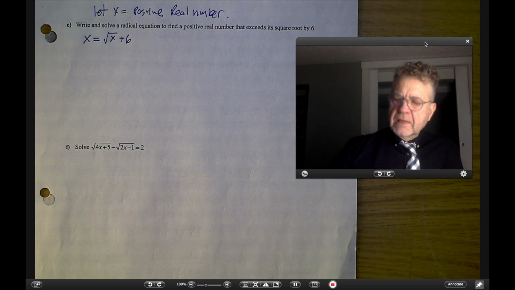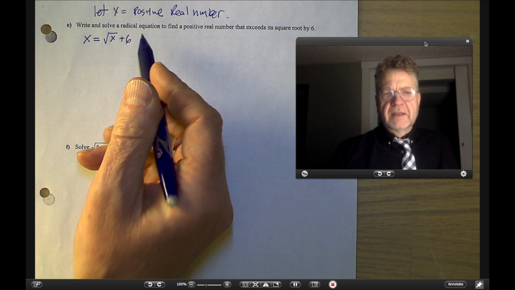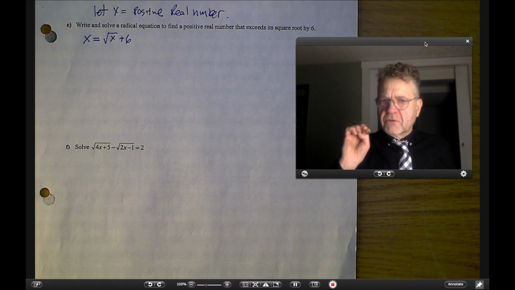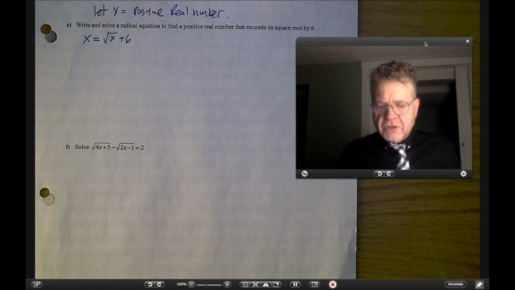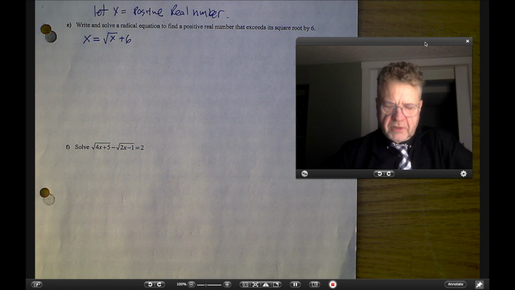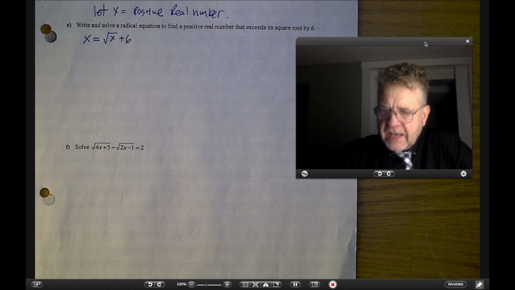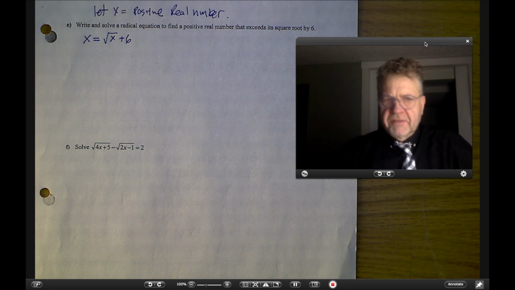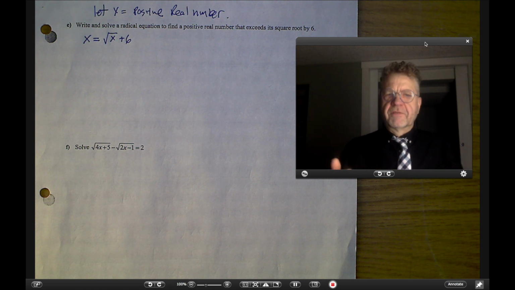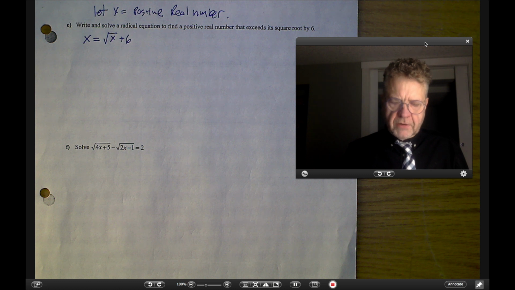So presuming that this makes sense to you, and if it doesn't, you really need to pause here and read the words and try to read for meaning and make sure you can figure out what's going on there. X is a real number. It's a real positive number. X equals, there is some value, there is some number out there which equals the square root of itself plus 6. And that's what we're going to figure out. All right?